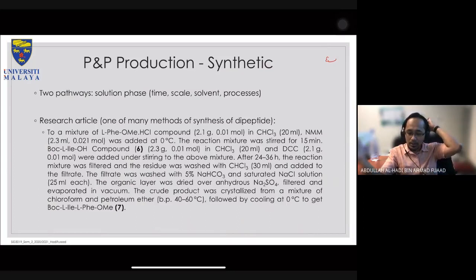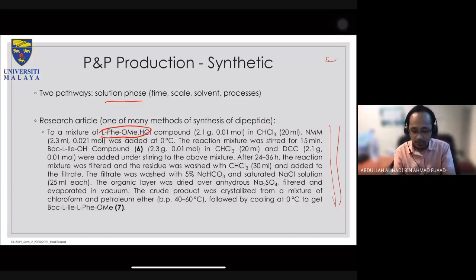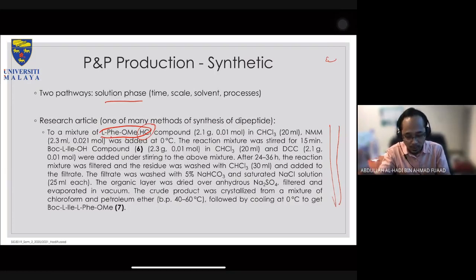Okay, to get into a little bit more detail, this is a protocol that I've taken from a research manuscript. This is just to show you in the solution phase how they actually do it. In this case, you have a phenylalanine with an O-methyl group as an HCl salt. When it's a salt, it's very compatible in water. Okay, so you have that. Initially you put it in chloroform.